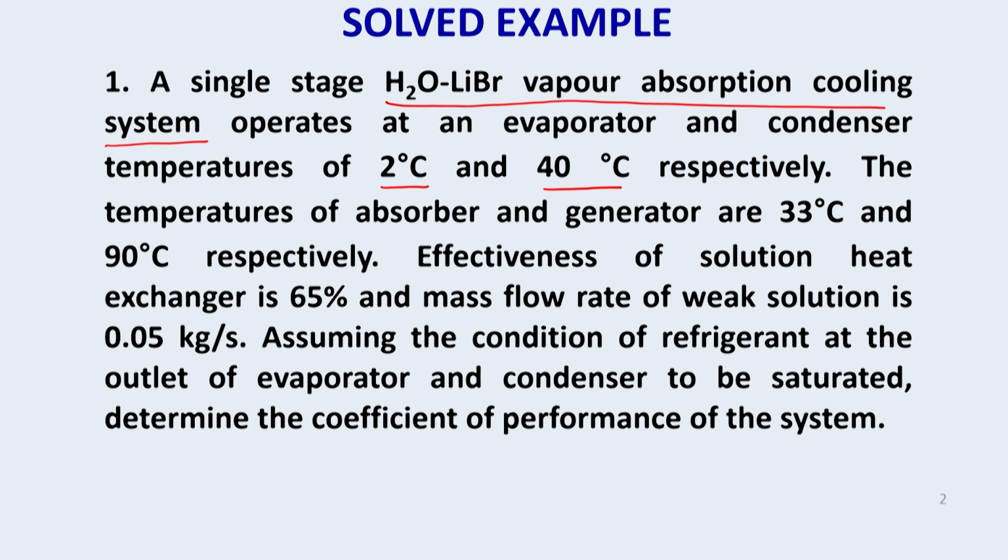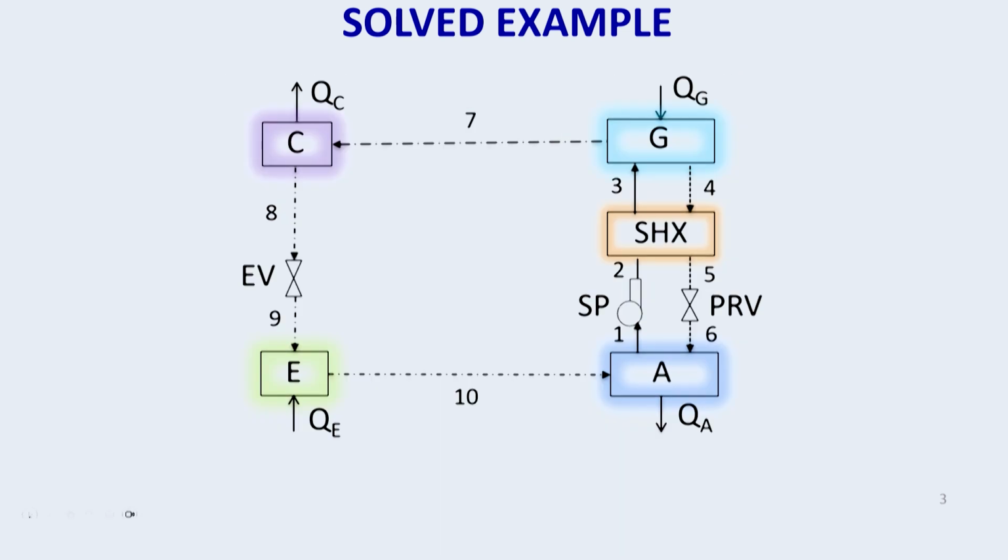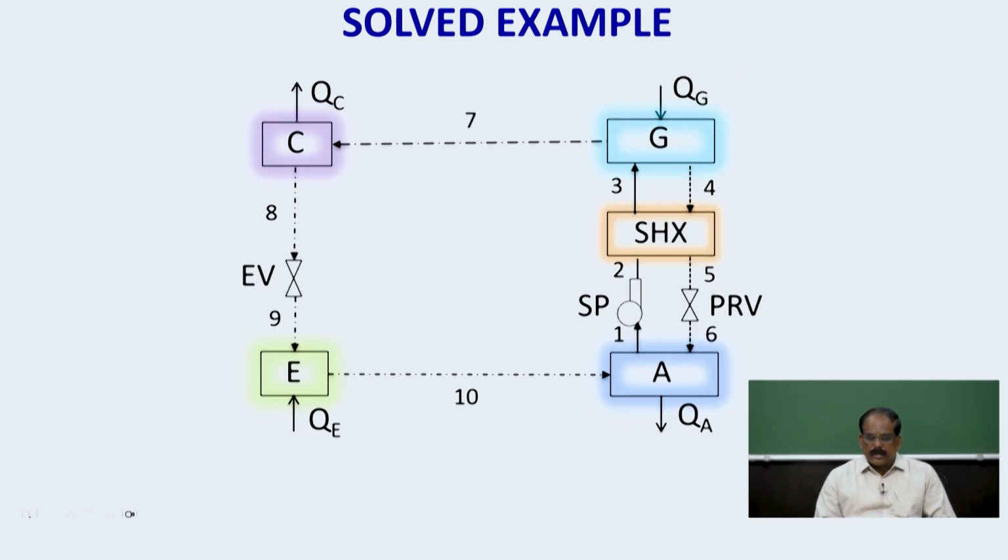The temperatures of absorber and generator are 33 degrees centigrade and 90 degrees centigrade. So, absorber temperature and generator temperature are given. After reading the problem completely, I will write the given data, then we will solve the problem. The solution heat exchanger has an effectiveness of 65% and the mass flow of the weak solution is 0.05 kg per second. Assuming the condition of refrigerant at the outlet of the evaporator and condenser to be saturated, determine the coefficient of performance of the system.